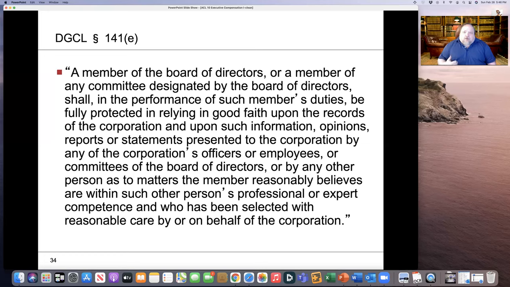Number one, it ensures that the board is sufficiently well-informed so that the business judgment rule kicks into play. And secondly, it invokes the Section 141(e) defense. So as you can imagine, successful care claims against directors in this context are extremely rare.